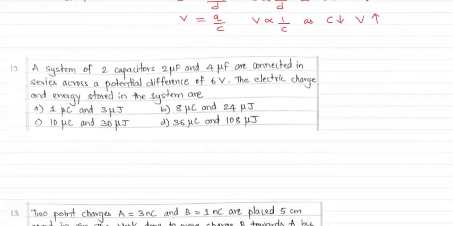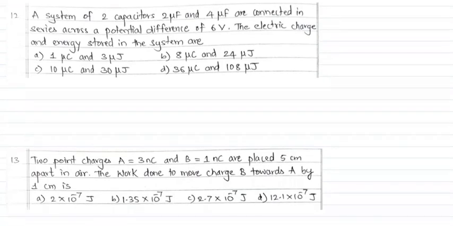A system of two capacitors, 2 microfarad and 4 microfarad, are connected in series across a potential difference of 6 volt. You are required to find charge and energy stored in the system. So two capacitors are connected in series. First I will find equivalent capacitance. 2 into 4 divided by 2 plus 4 is 6, so you will have 4 by 3 microfarad. Potential is 6 volt, so I can find Q.